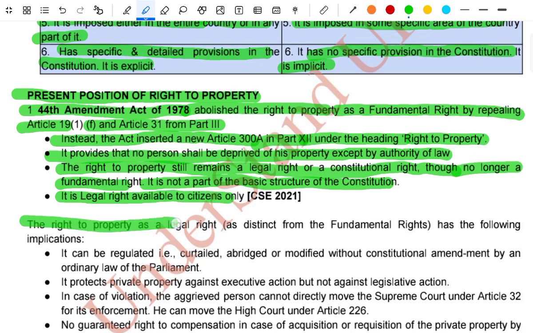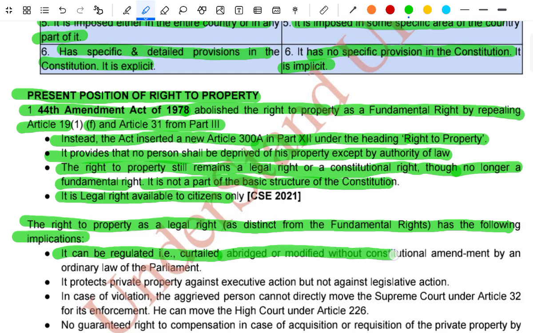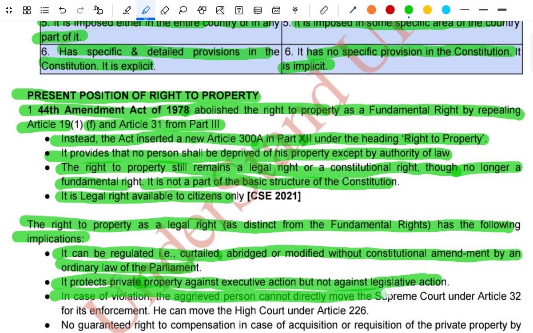The right to property as a legal right, distinct from a fundamental right, has the following implications. It can be regulated, curtailed, abridged, or modified without any constitutional amendment act by any ordinary law of Parliament. It protects private property against executive action but not against legislative action. In case of violation, the aggrieved person cannot directly move the Supreme Court under Article 32.